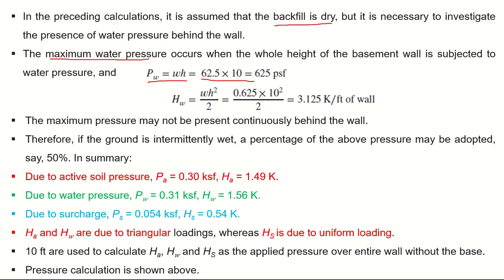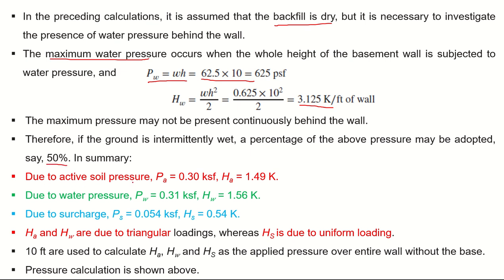So multiplying it by 10 by 2, because half times base times perpendicular is the area of the triangle, it gives us 3.125 kip per feet of the wall. Now it says that this is not conservative, because the maximum pressure may not be present continuously all the time. Therefore, if the ground is intermittently wet, a percentage of the above pressure may be adopted. You can consider 60 to 70%, 50, 40%. In this case we are assuming 50% of this pressure.